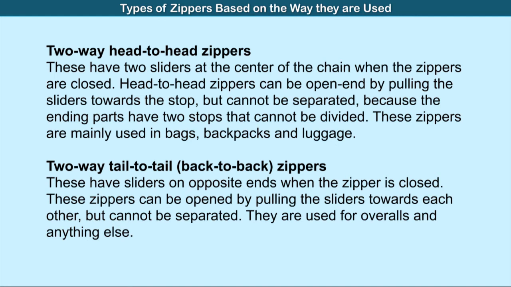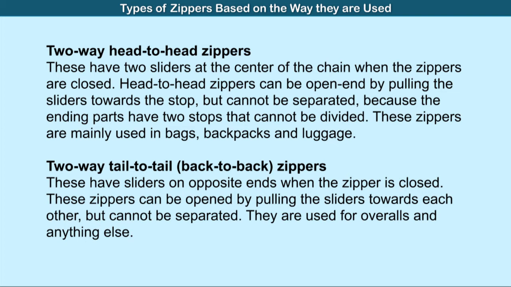Two-way head-to-head zippers have two sliders at the center of the chain when the zipper is closed. Head-to-head zipper can be opened by pulling the sliders towards the stops, but cannot be separated because the ending part has two stops that cannot be divided. These zippers are mainly used for bags, backpacks, and luggage.